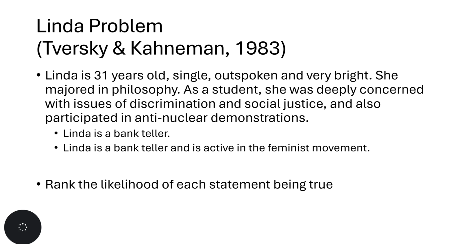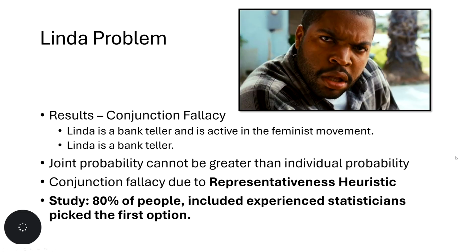Or rank the likelihood. Linda is a bank teller, and Linda is a bank teller and is active in the feminist movement. And the study resulted that overwhelmingly people ranked it in this way, that Linda is a bank teller and is active in the feminist movement, which is what we call a conjunction fallacy. So if we consider just standard probabilistic mathematics, joint probability, so the probability of two things being true at the same time, cannot be greater than individual probability. Any one thing has a greater probability than any two things.